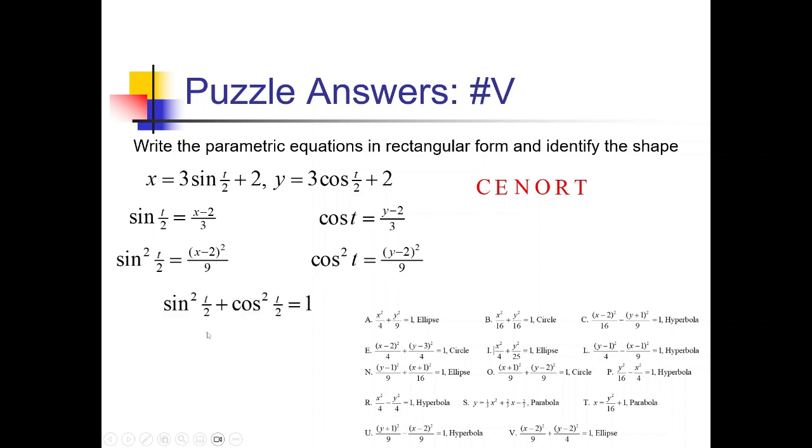I can use sine squared plus cosine squared equals 1 here. So that's x minus 2 squared over 9 plus y minus 2 squared over 9 equals 1. I've got squared terms. I've got positive here, both of these positive. So it's a circle or an ellipse, and the same denominator means it's going to be a circle. So V, they identified this as an ellipse, and one of the denominators was also different. So I'm going to keep letter V.